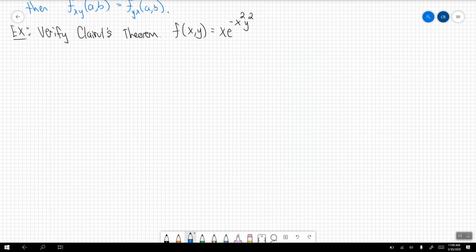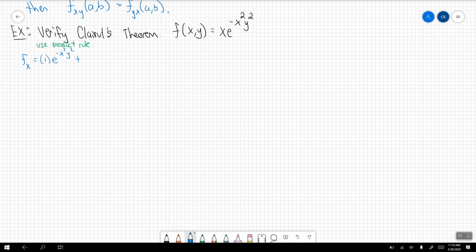So we're going to go with a partial derivative with respect to x, then with respect to y, and so forth. So let's look at the first one with respect to x. Notice that we are going to have to use the product rule. So let's take the derivative of the first. That's going to be just 1 multiplied by e to the negative x squared y squared. Good.